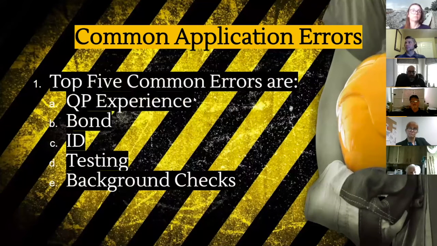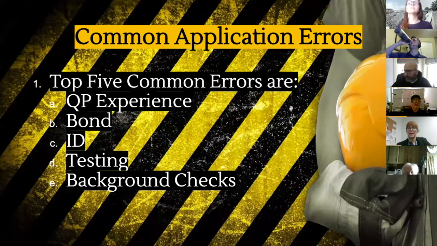Good morning, everybody, and welcome again. As Jim mentioned, we are here to help you get licensed. So these are the common application errors. The top 5 reasons that applications have errors and thus get a deficiency letter from us is the qualifying party experience: either not providing any or not providing enough detail.